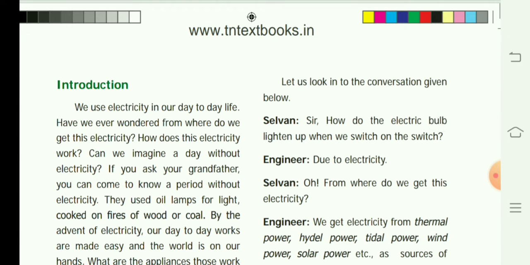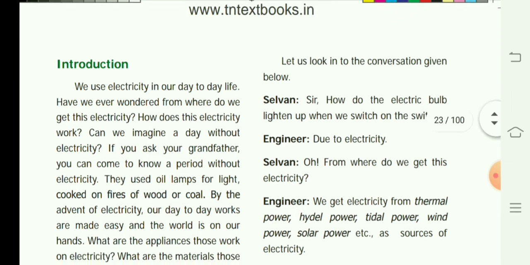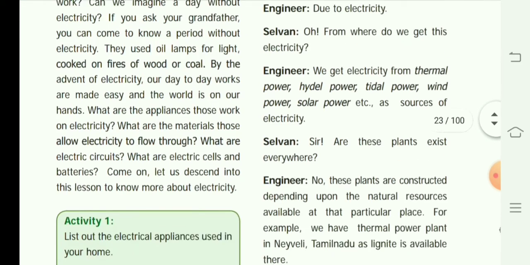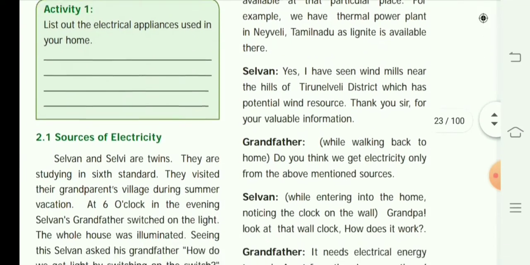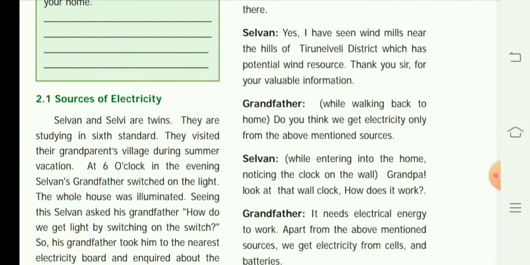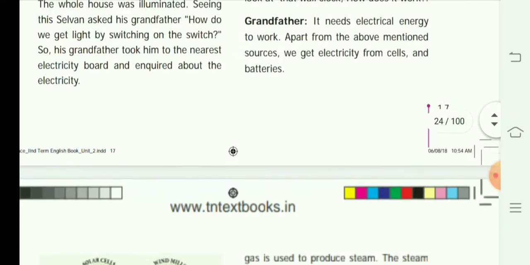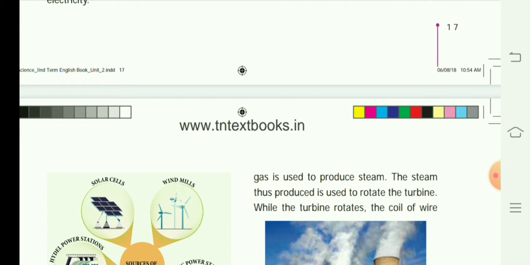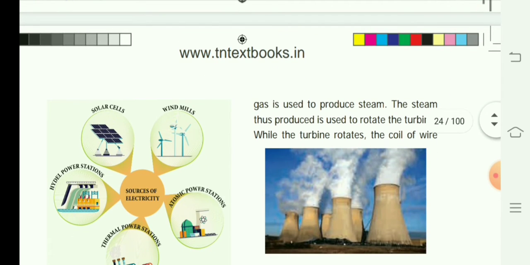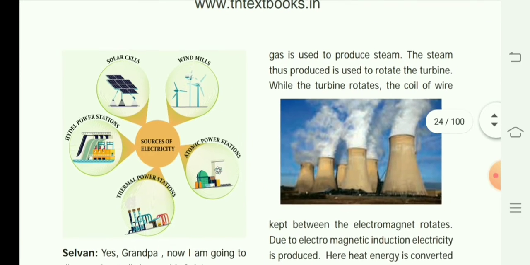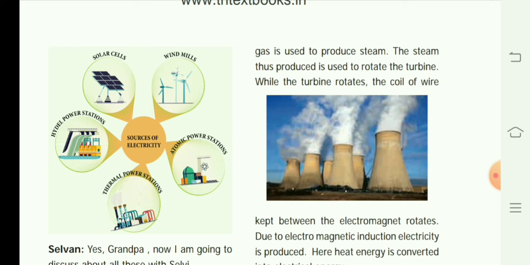Last class, we learned about the introduction, sources of electricity, the conversation between Selvan and the engineer about electricity, then sources of electricity and the power stations. What are the sources of electricity? Solar cell, windmill, atomic power station, thermal power stations, hydel power stations.